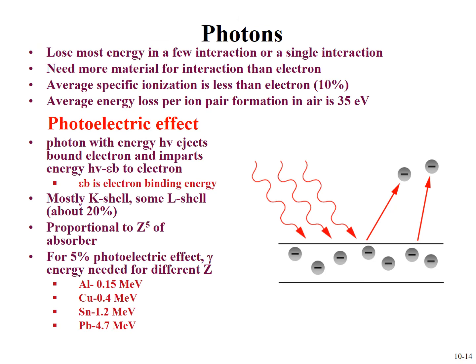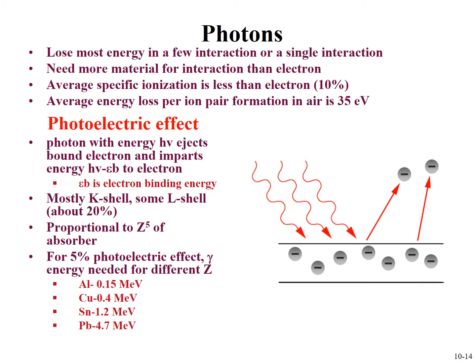We will close out part 1 looking at the interaction of photons with matter. The photons, unlike the charged particles we were discussing earlier, lose most of their energy with a few or even a single interaction. However, you need more material for this interaction than for electrons or alpha particles. The average specific ionization for a photon is less than that of an electron. However, the average energy loss per ion pair formation is the same at 35 electron volts.